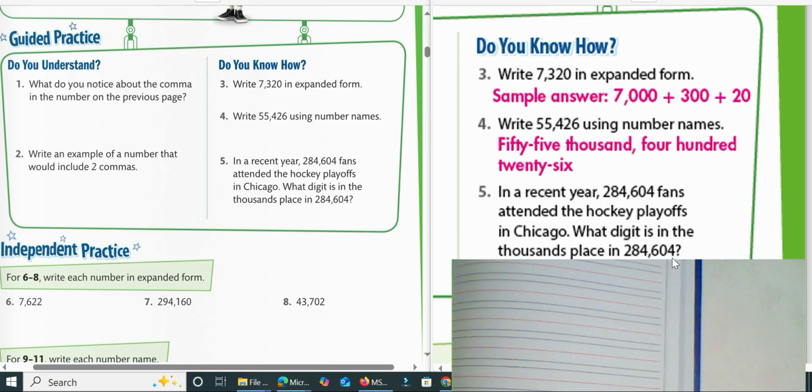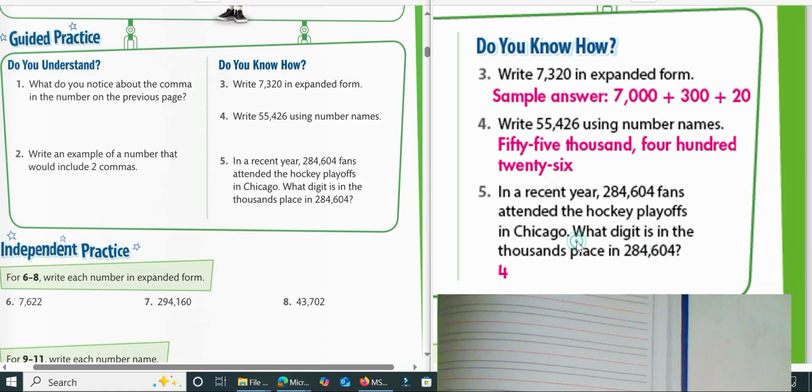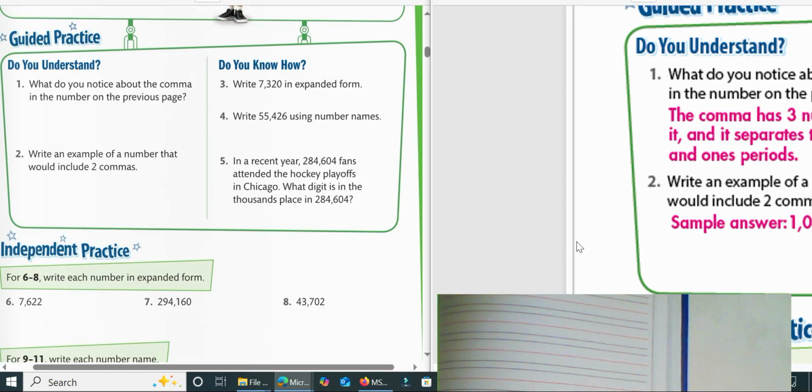Okay, because 4 here lies in the ones place, 0 in the tens, 0 in the hundreds, 4 in the thousands place, 8 in the ten thousands place, 2 lies in the hundred thousands place. So the digit in the thousands place here will be 4. So the answer here will be 4. Okay. Next question.